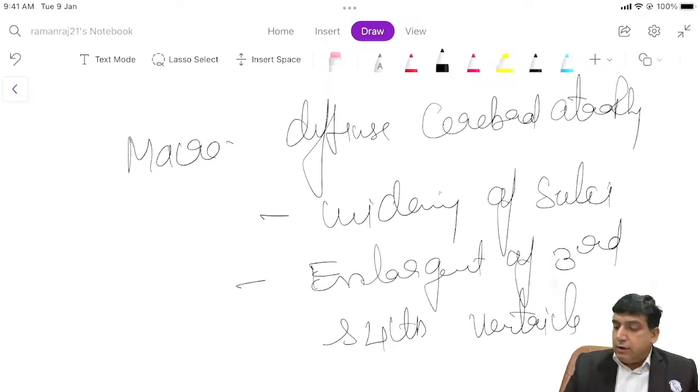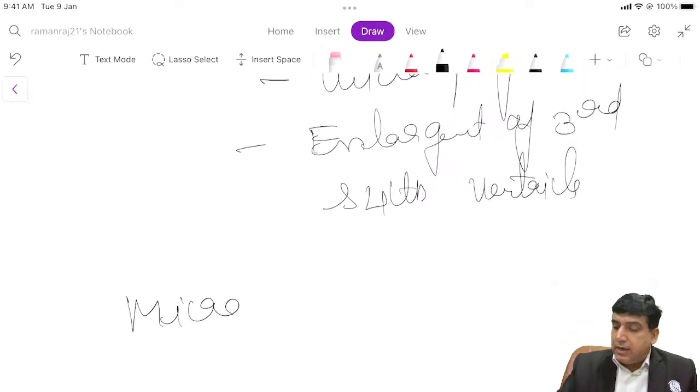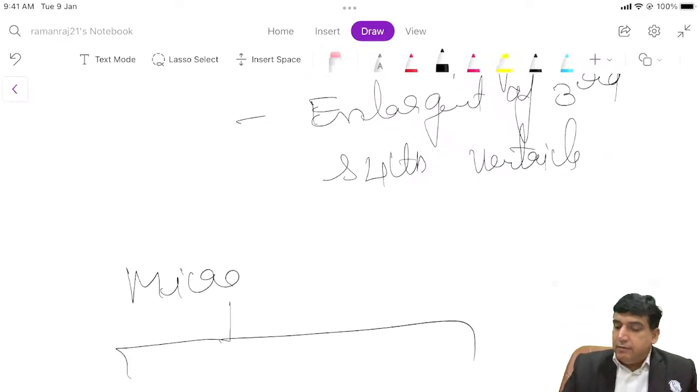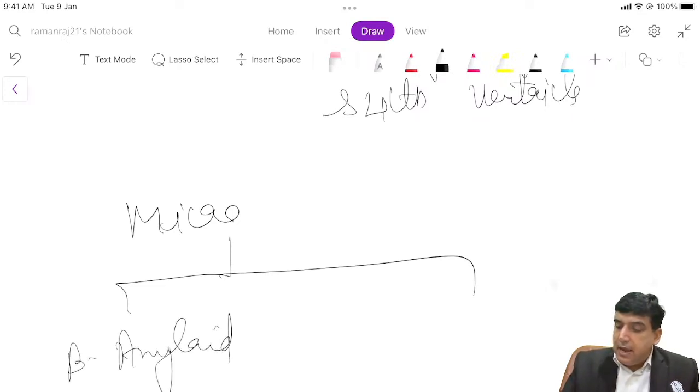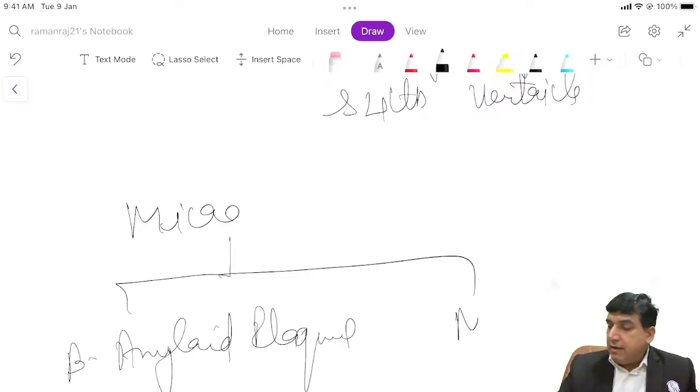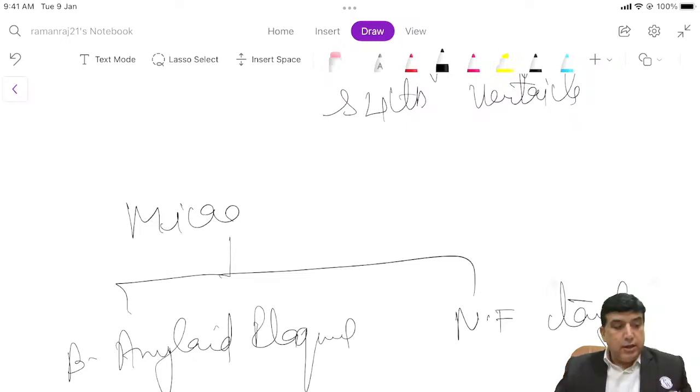In micropathology, that is very important. We do the autopsy, we make a slide, we see under the microscope, and what we see is beta amyloid plaque. Dementia is a very important topic, and we have what? Neurofibrillary tangles.